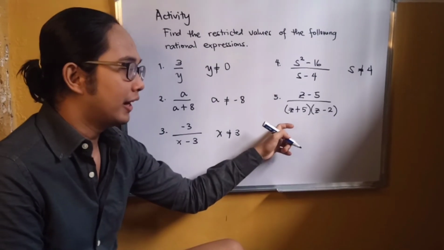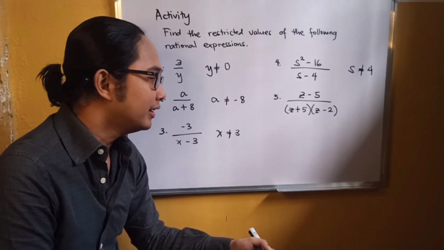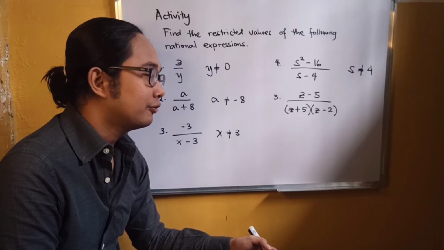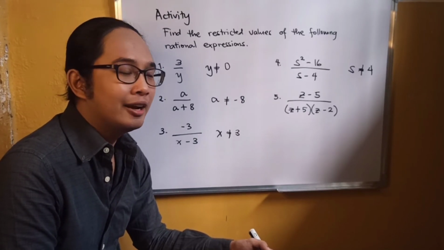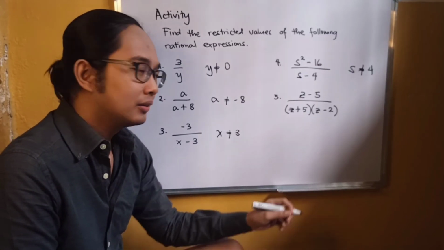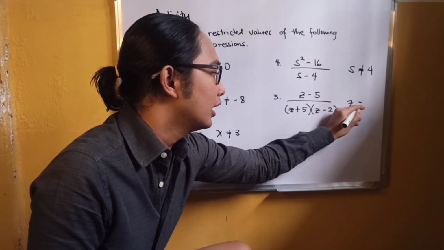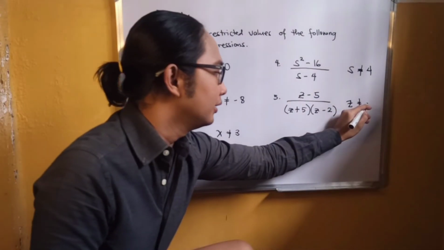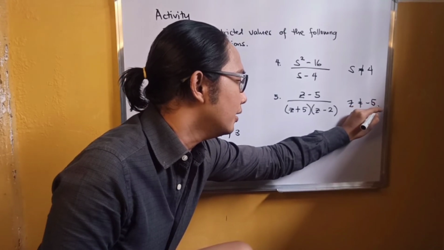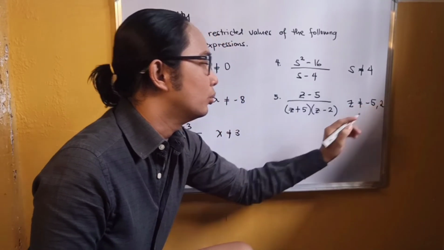And for number 5, z minus 5 over the quantity of z plus 5 multiplied by the quantity of z minus 2. The value of z should not be equal to negative 5 and positive 2.